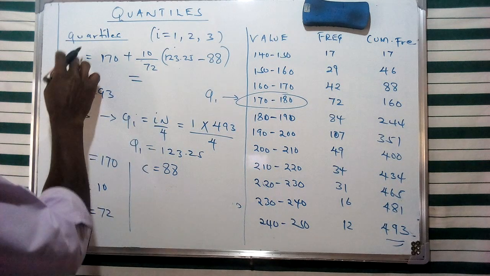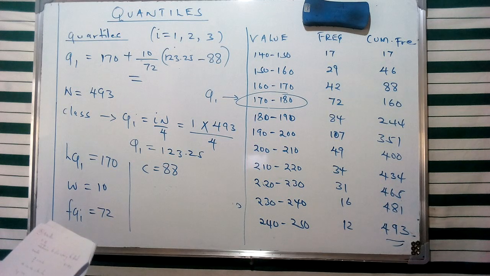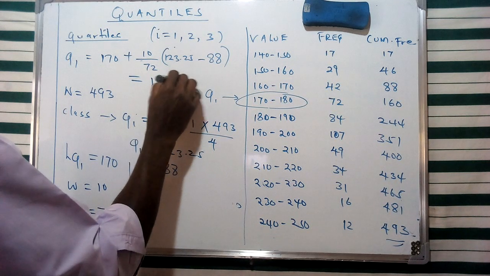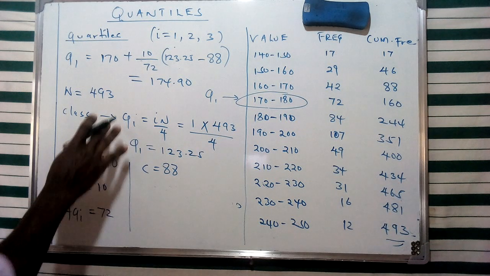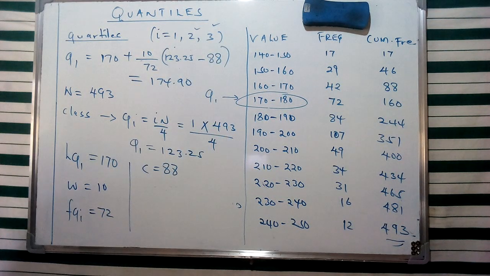So this is going to be the value of Q1, the first quartile, and it gives us the value of 174.90. And this is the procedure that we're going to use in finding the various quartiles from a specific set of data given above. So in this case, we're going to use the same procedure to find the second and the third quartile.